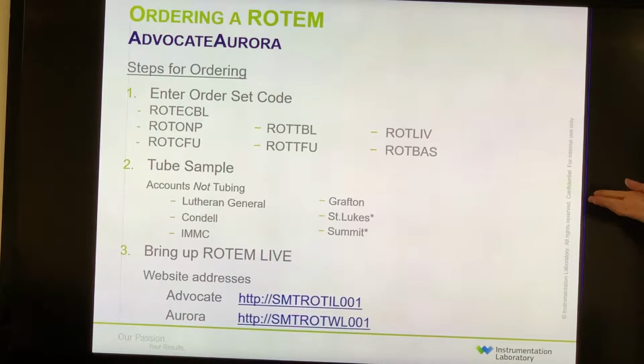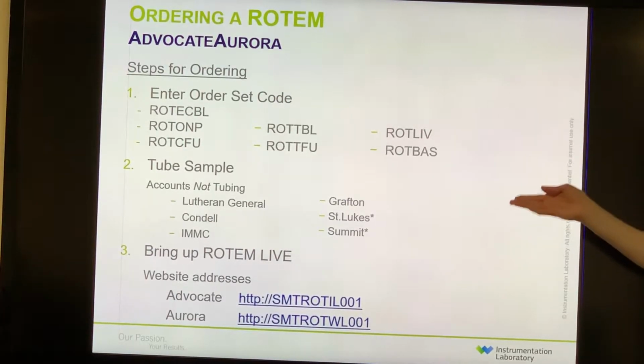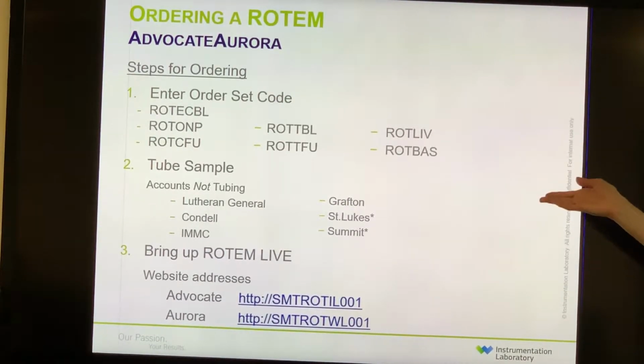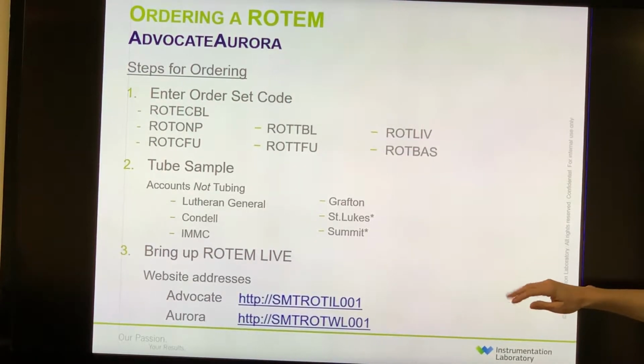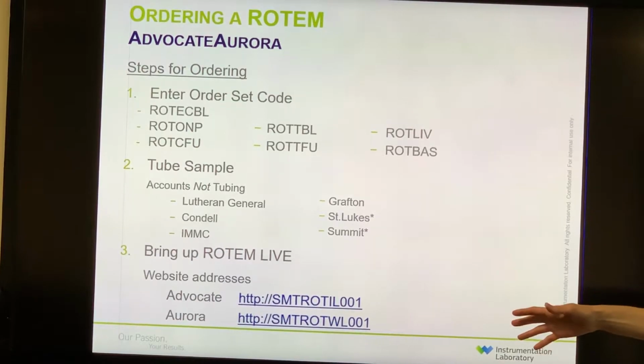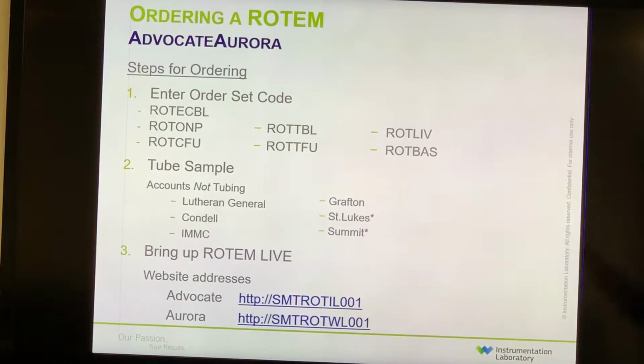So again, you'll go in, put in your order set code. You guys won't be tubing, some of the accounts are tubing. And then you're gonna bring up Rotem Live. So the whole idea being you guys are able to make decisions as the test is running, because right now I believe that they're set to run for anywhere from 30 to 90 minutes. So you don't wanna be waiting that long for results.